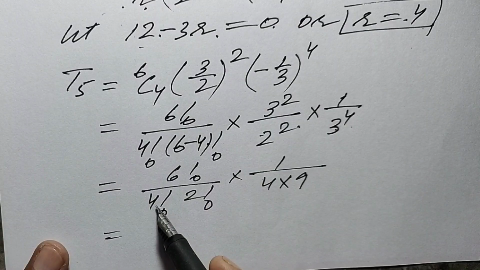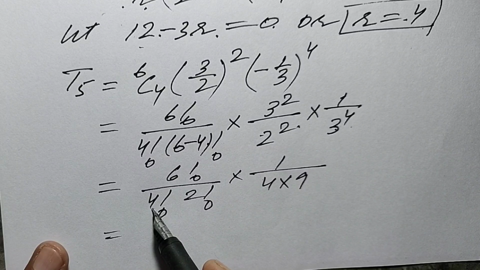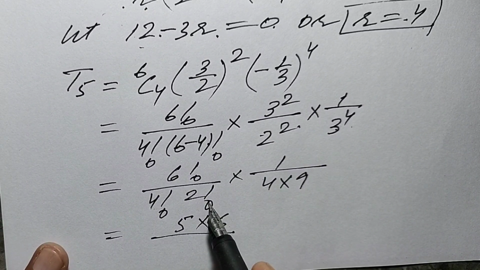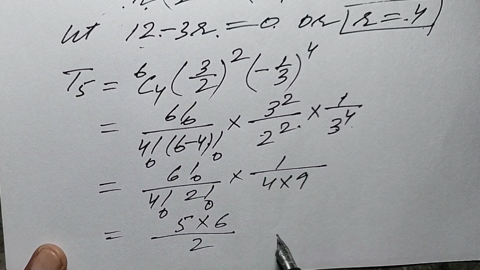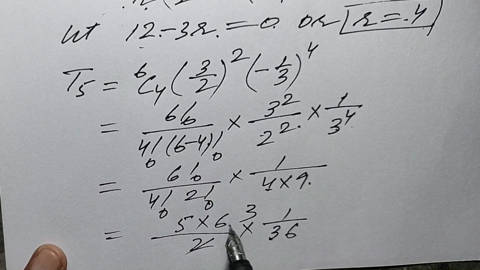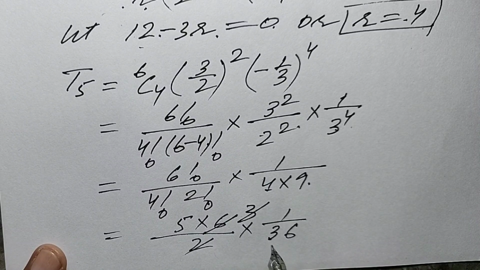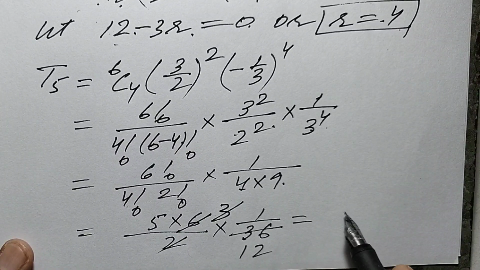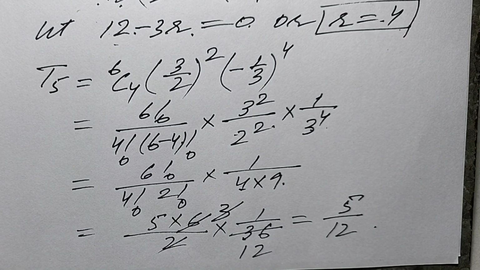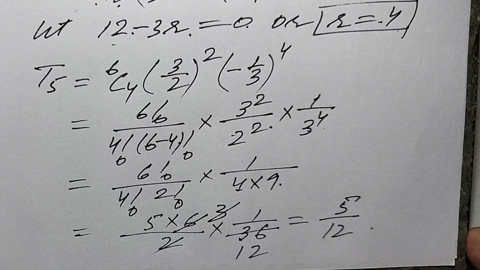Simplifying further, if we cancel factorial 4, that is 1 into 2 into 3 into 4, from factorial 6, we are left with only 5 into 6 in the numerator, and in the denominator only factorial 2 is left. Factorial 2 is 2, and 1 upon 36. So now simplify this, 2 threes are 6, and 3 will cancel 36 12 times. So finally we have 5 in the numerator and 12 in the denominator, and the fifth term, that is the independent term of x in the expansion of the given binomial, is 5 upon 12, and that is our final answer.